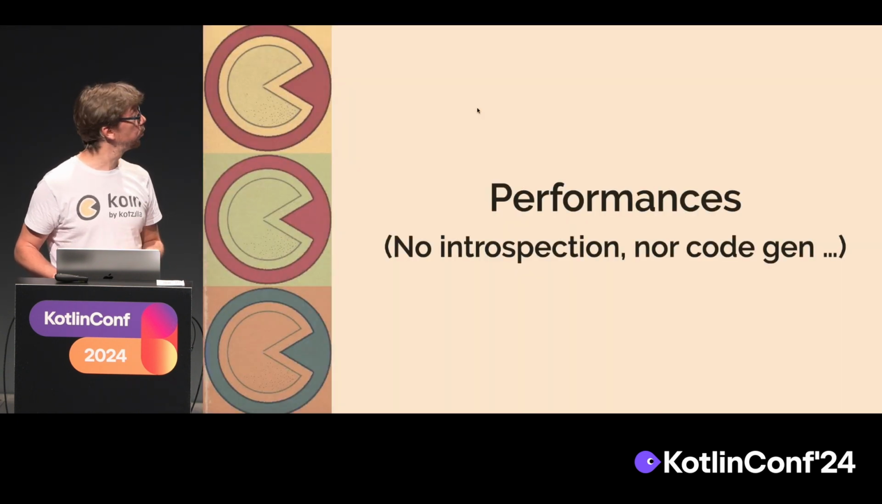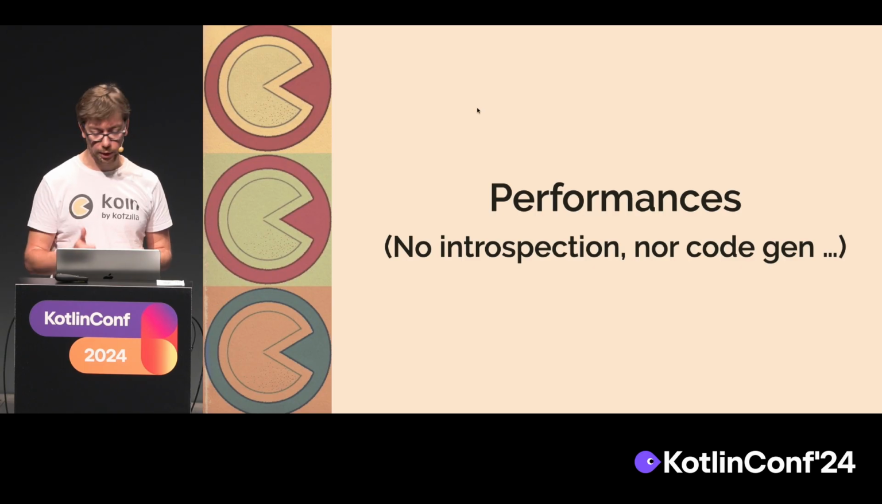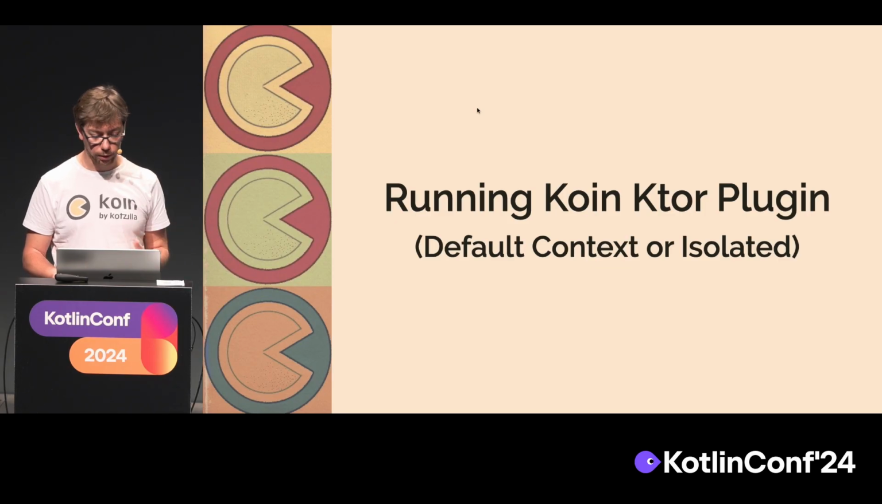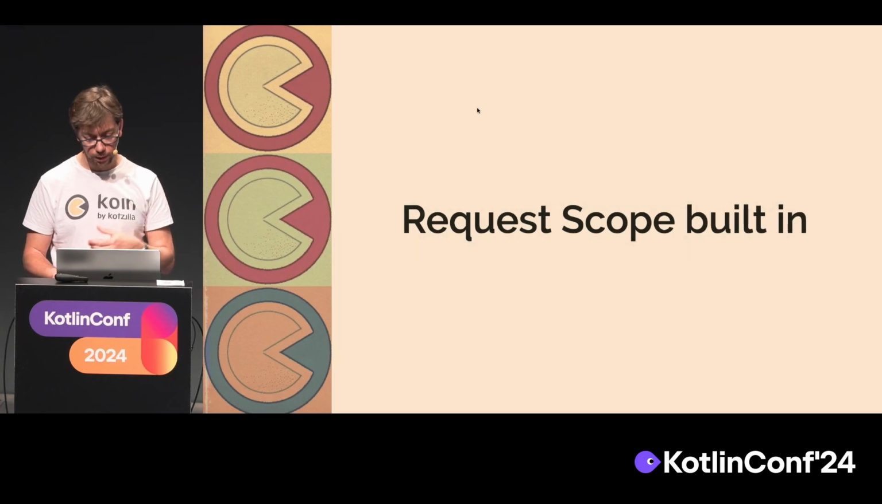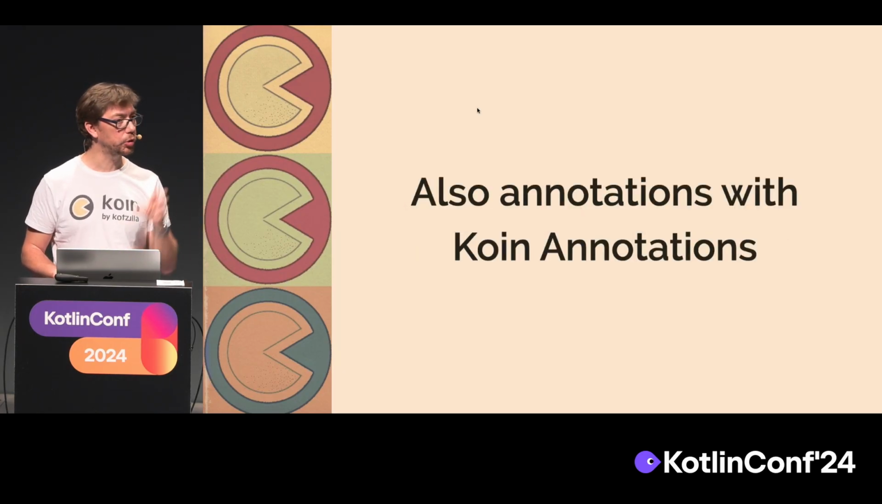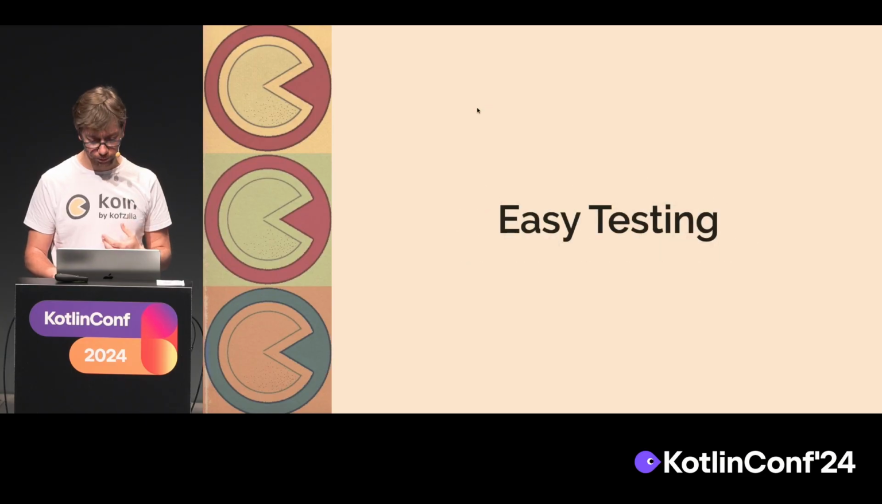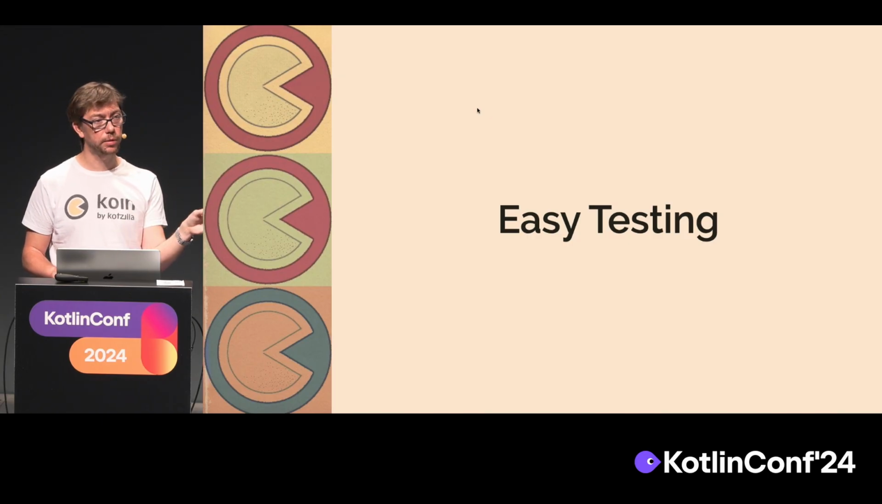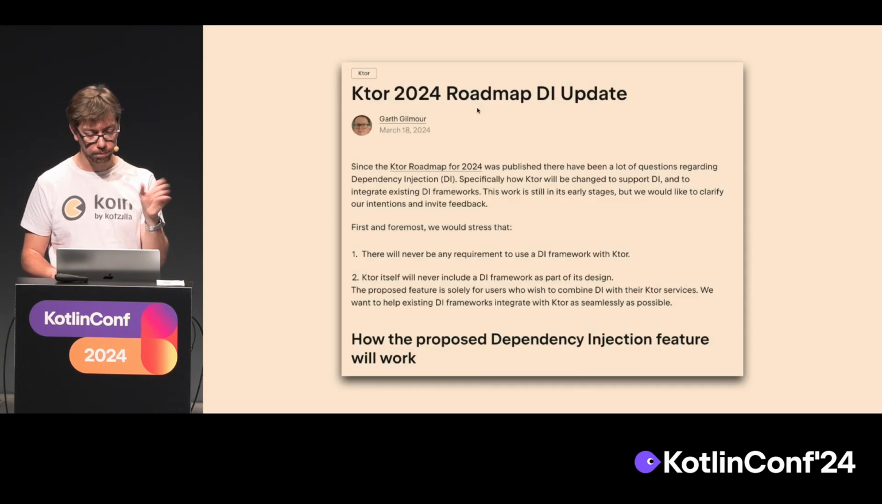The good thing is that it's super performant because there is no classpath scanning, no introspection, and no code generation. And then you can run parallel execution if you want to isolate your context or not. You have request scope, etc. You can also even use Koin Annotations if you want the same kind of experience with annotation processing. And it also has out-of-the-box testing. You can test with Koin locally or with Ktor.